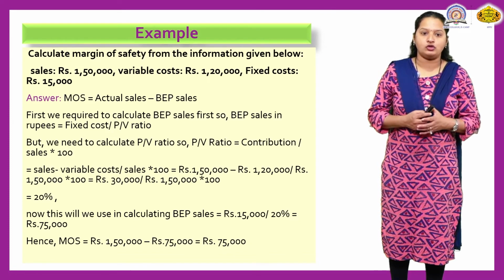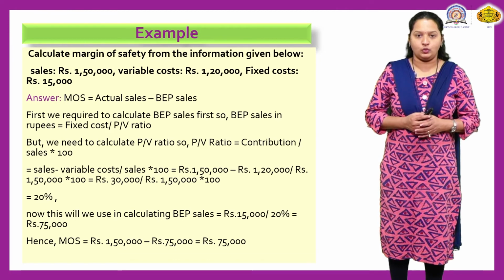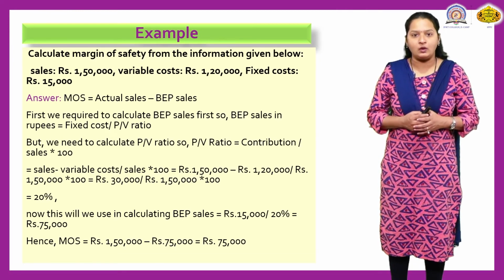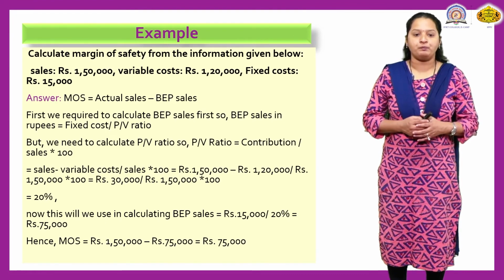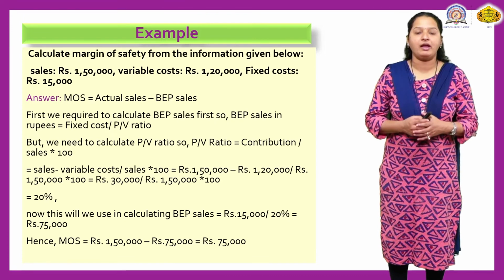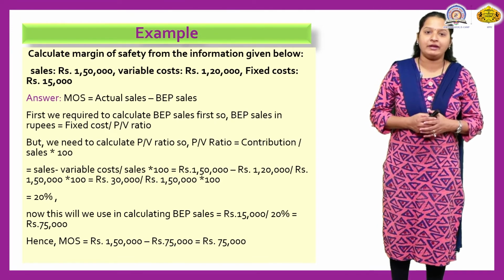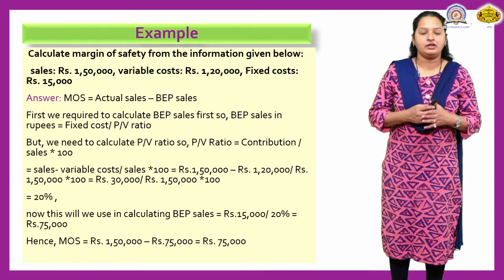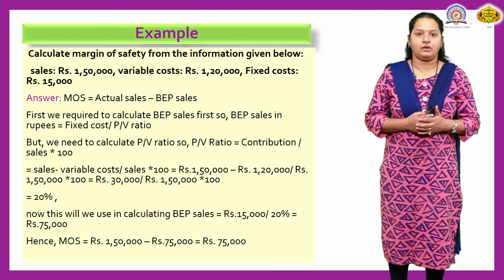We have fixed cost of rupees 15,000. So fixed cost upon PV ratio: fixed cost rupees 15,000 upon 20%, which is our PV ratio, and we have got our BEP sales of rupees 75,000. Hence, margin of safety can be calculated by deducting this BEP sales from the actual sales.